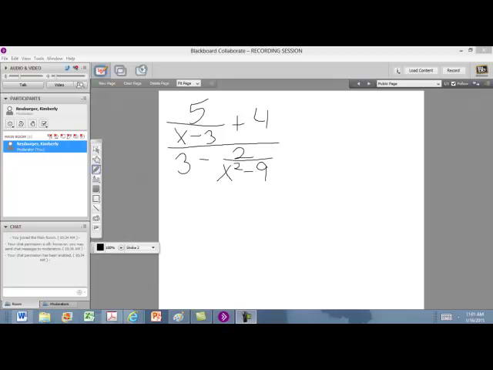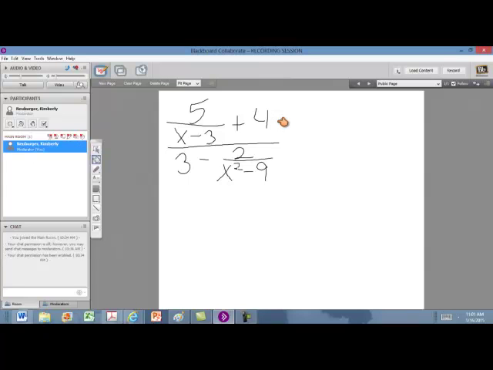In this video, we're going to take a look at the second method for solving complex rationals. In this case, this is the same problem we did in the last video. And this time, we're not going to get a common denominator up here and get one fraction, and then a common denominator down here to get the second fraction. Instead, we're going to look for the common denominator for the entire expression.